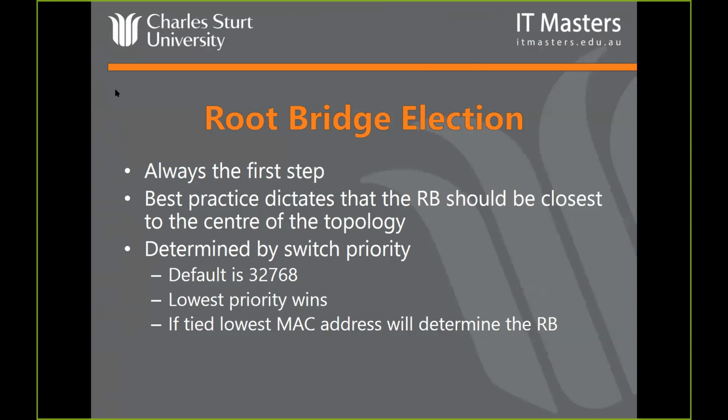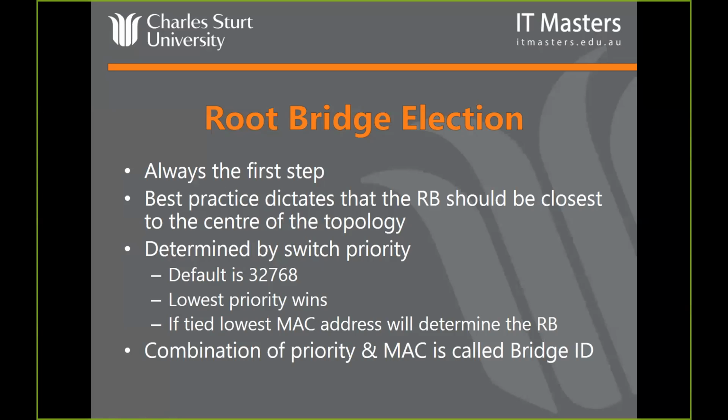In this case, the lowest priority wins. So the lowest switch priority will be elected the root bridge. You can see if they're all set to default priority, no one wins, so it's got to go to a tie. In that case, it will go to the lowest numerical MAC address. Switches are no different to any other network connected device. They all have specific MAC addresses assigned to them, so that is what breaks the tie should there be one.